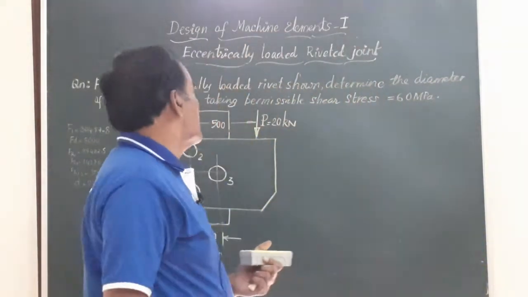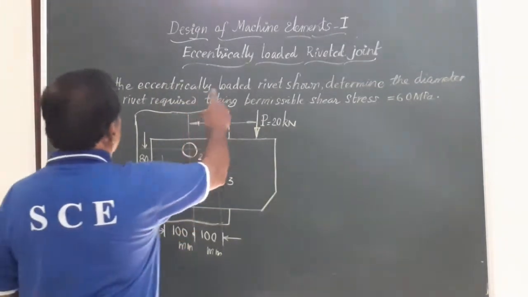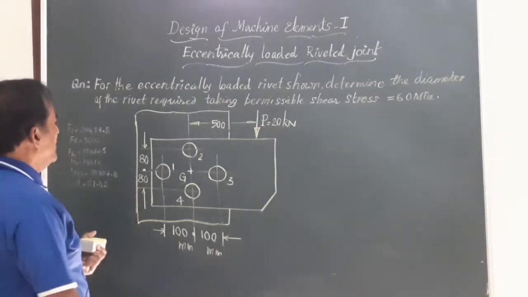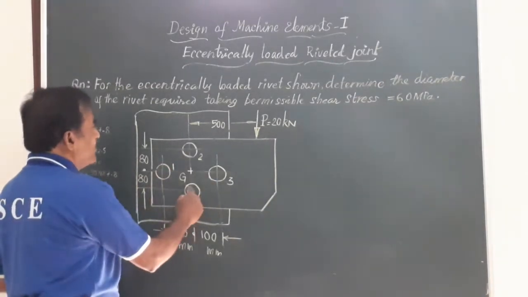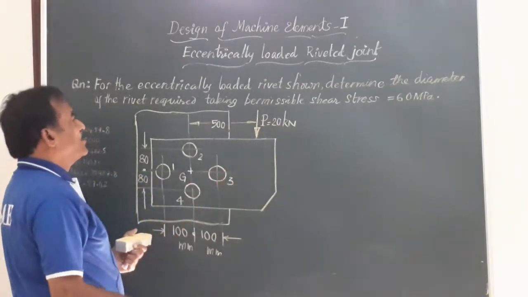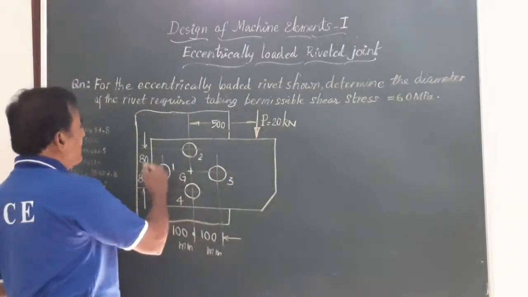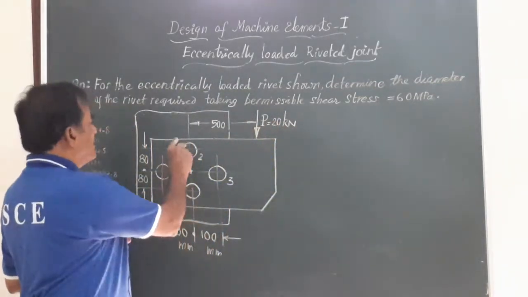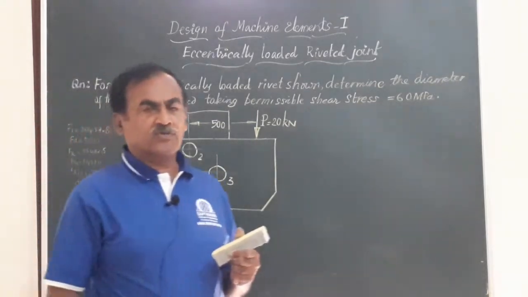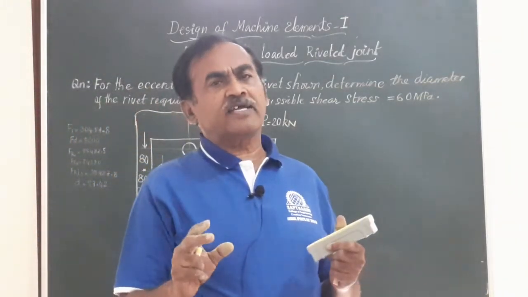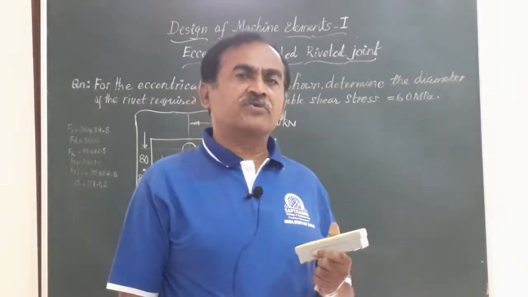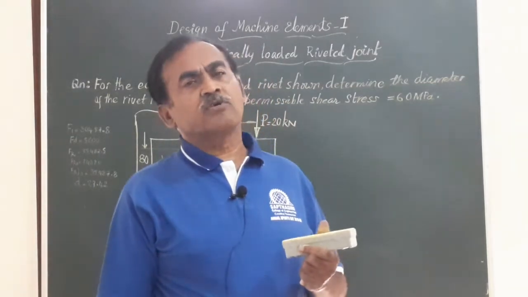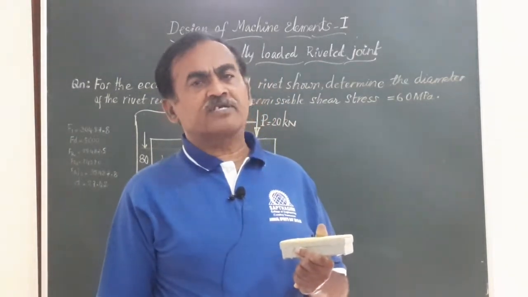Friends, in today's session, we have a problem which is eccentrically loaded riveted joint. So here, you can see in the diagram, we have 4 rivets, 1, 2, 3, 4, sustaining a total load of 20 kilonewton. Our aim is to find out, based on the shear stress of 60 MPa, what should be the diameter of each rivet. So we are going to identify the critically loaded rivet, or the rivet which is loaded to the maximum, and then based on that resultant load, we are going to find out the diameter of the rivet required.